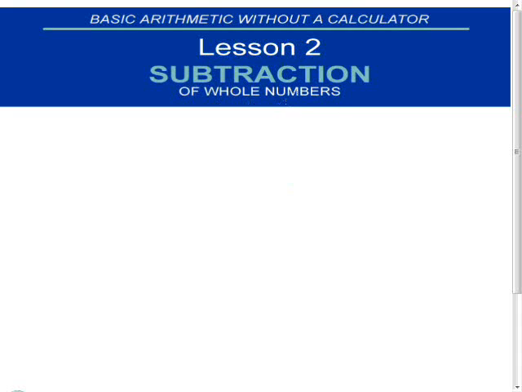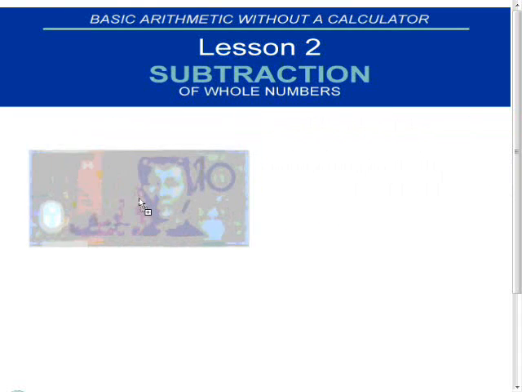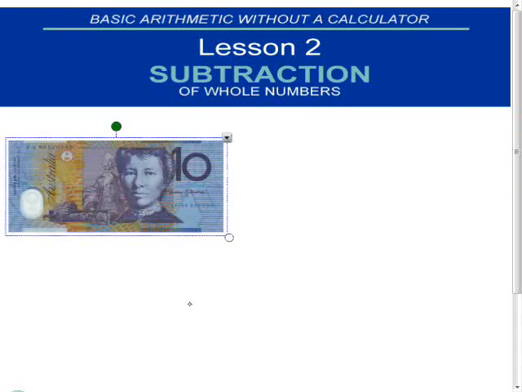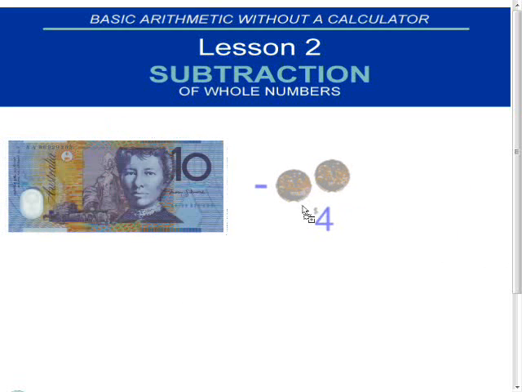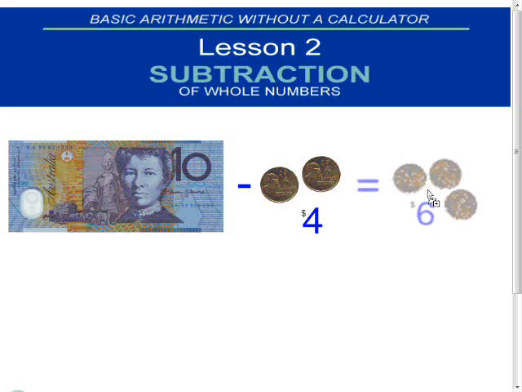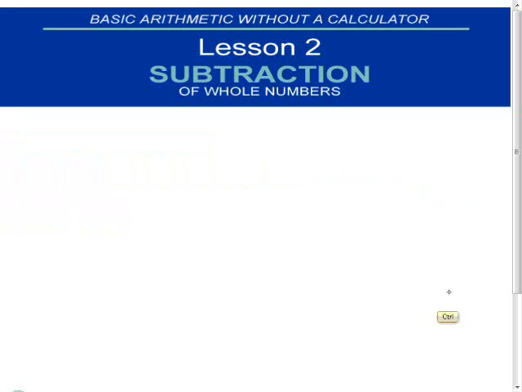Let's demonstrate in terms that we all understand, and that is money. If I went to the shops with $10 and I spent 4 of it, that is a subtraction example. $10 minus $4, and I would have $6 left after that. So 10 minus 4 equals 6. And that's basically what subtraction is about.